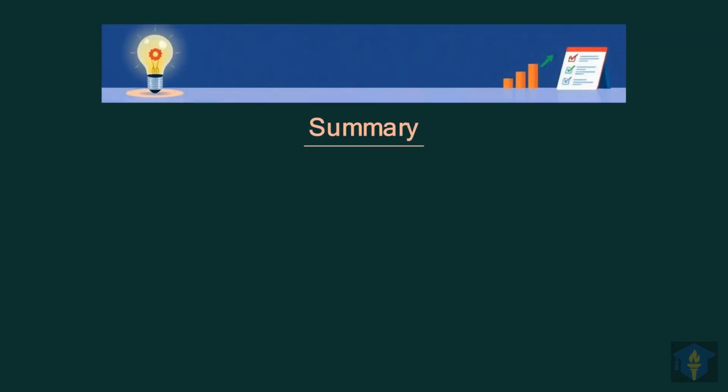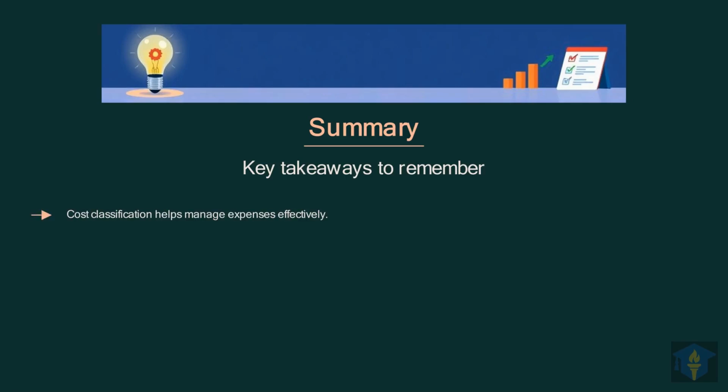Let's recap the key takeaways from our discussion on cost accounting basics. These are the essential points to remember for a solid understanding of cost accounting. Remember, classifying costs properly helps businesses manage their expenses much more effectively. Understanding cost behavior helps predict how expenses change with varying production levels.